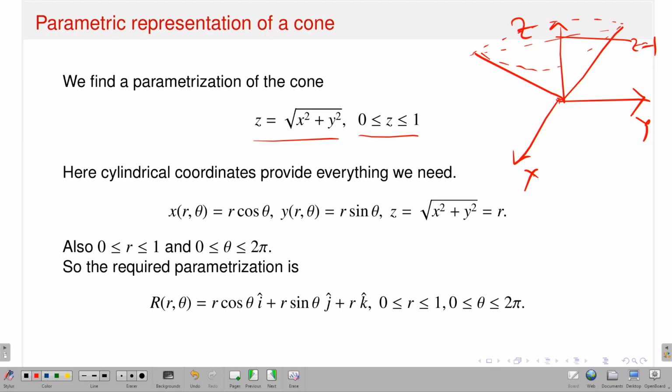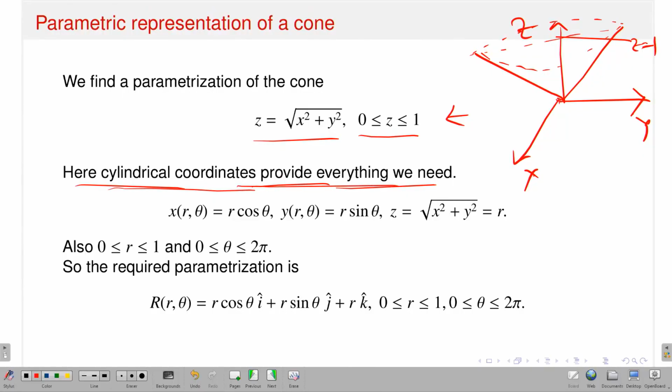So now the question is, what is the parametric representation of a cone? So this is my cone in terms of Cartesian coordinates. Now you know there is a concept called cylindrical coordinates, which I already discussed. So here cylindrical coordinates provide everything we need. And what is the relation between cylindrical coordinates and the Cartesian coordinates? If you remember, I have discussed this kind of observation in my lectures.